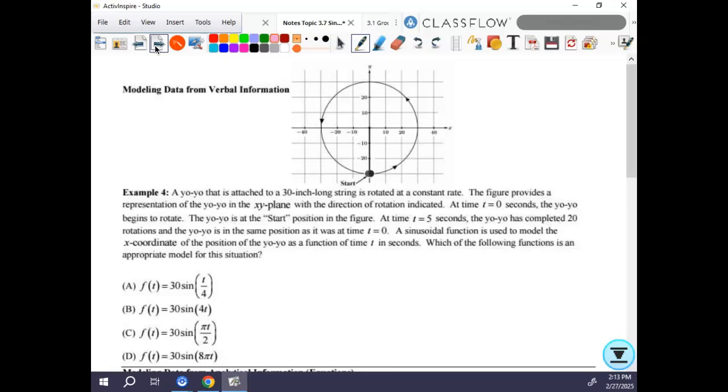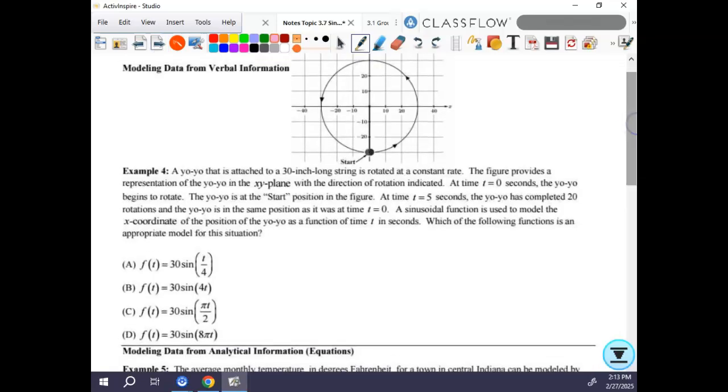So this prompt is very much like the FRQ, but it can also show up on a multiple choice for sure. So this says a yo-yo is attached to a 30-inch long string is rotating at a constant rate. The figure provides a representation of the yo-yo in the XY plane with the direction of rotation indicated. At time t equals 0 seconds, the yo-yo begins to rotate. It's at the start position. So this point is going to be at 0. And then because it's on a graph, I can see that's at negative 30.